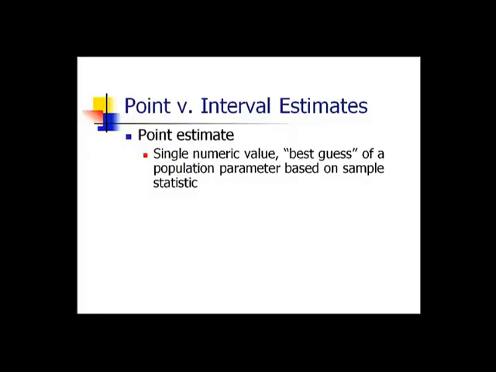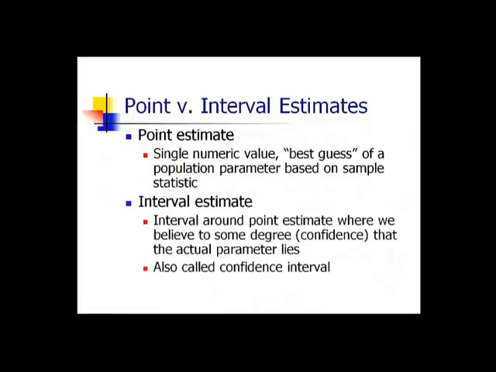What about an interval estimate? It's some range around that best guess, around that point estimate, within which we can have some degree of confidence that the actual population mean lies, or whatever parameter we're interested in. So it's some range around the point estimate.